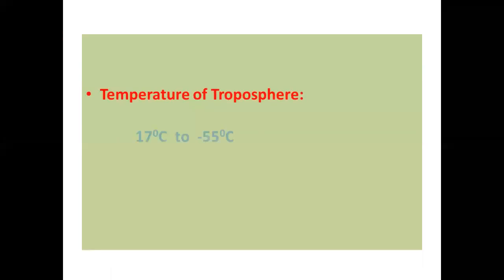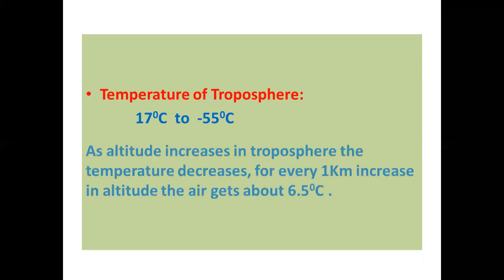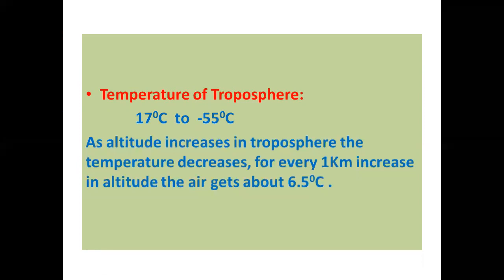The temperature of the troposphere is 17 degrees centigrade to minus 55 degrees centigrade. It means from positive to negative, the temperature decreases. When we are moving up in altitude or height, the temperature decreases. So as altitude increases in the troposphere, the temperature decreases.